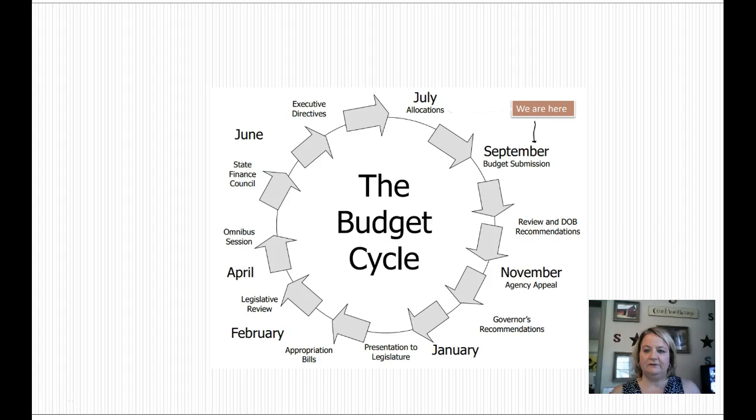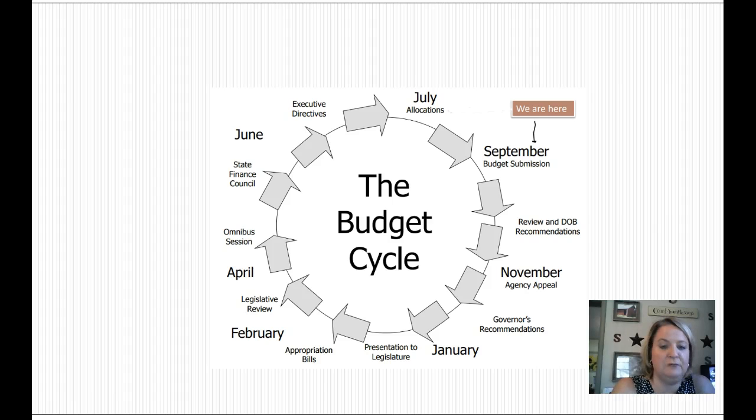This is our budget cycle. In July of this year, we were given allocations. Our allocations, we were told what we have to work with and what we needed to start our budget with. We're currently here with September budget submission. I just submitted my budget, just mailed it off. I had to have 7 copies of it. Mailed it off on Monday, priority mail, so I know it went there. I sent it off to Topeka. There is an electronic submission as well, but they like to have copies of the budget sent to them.